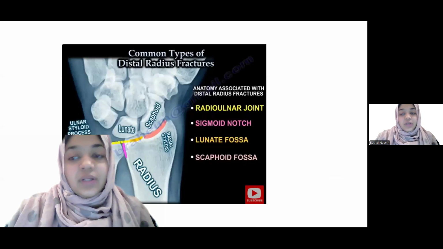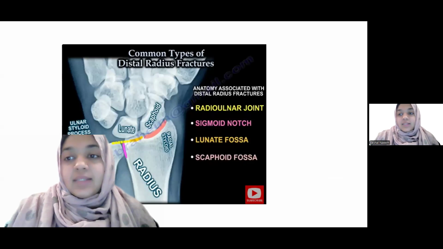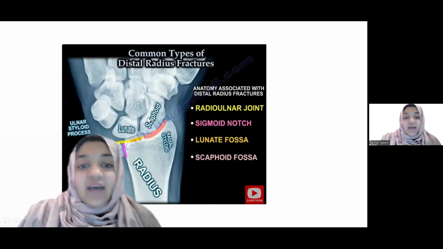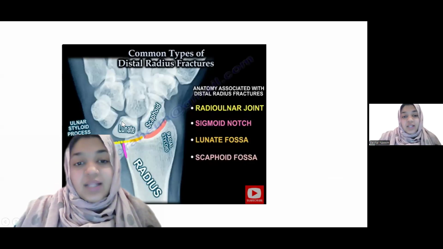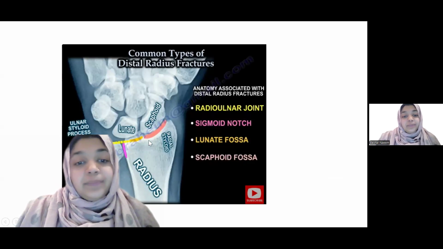Moving on to the next one, before we go on to the next fractures, we should know this X-ray that is labeled a bit. Now we have these carpal bones. We can see that this is the lunate bone and this is the scaphoid bone, which are involved in making the wrist joint with the radius, right?